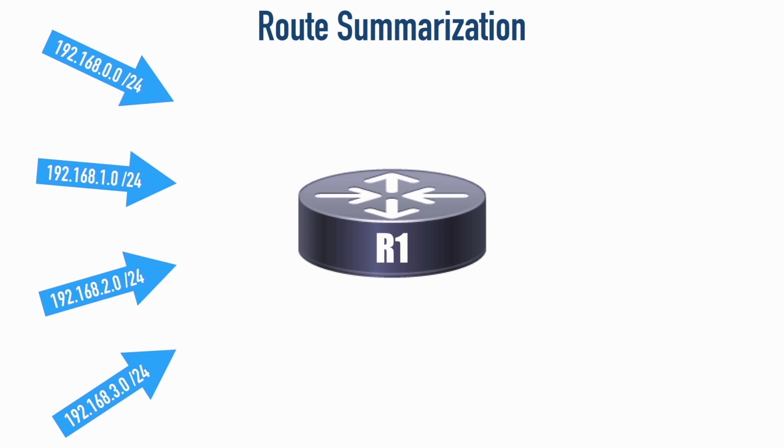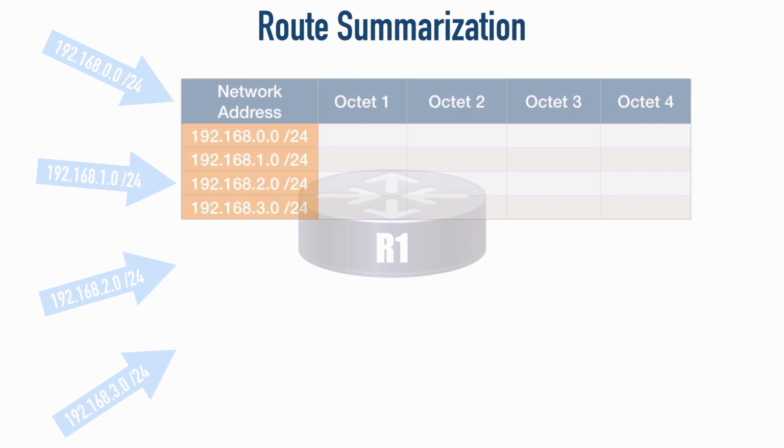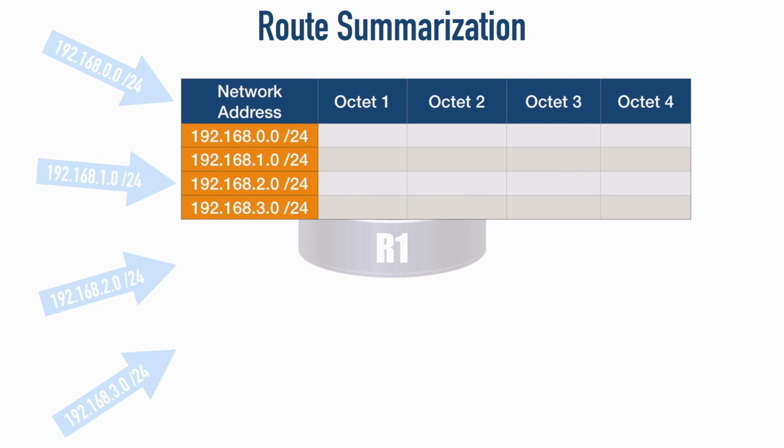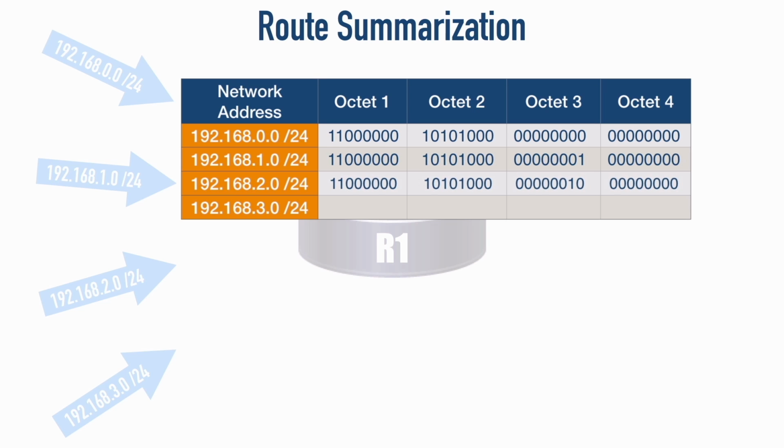For example, we've got four networks coming into router R1: 192.168.0.0/24, 1.0, 2.0, 3.0. Those addresses look like they have a lot in common. In fact, if we were to break this down into binary, we can obviously see that the first 16 bits are in common, the first two octets. But as we examine that third octet, we actually have six bits in that third octet that are in common among all four of these individual routes.